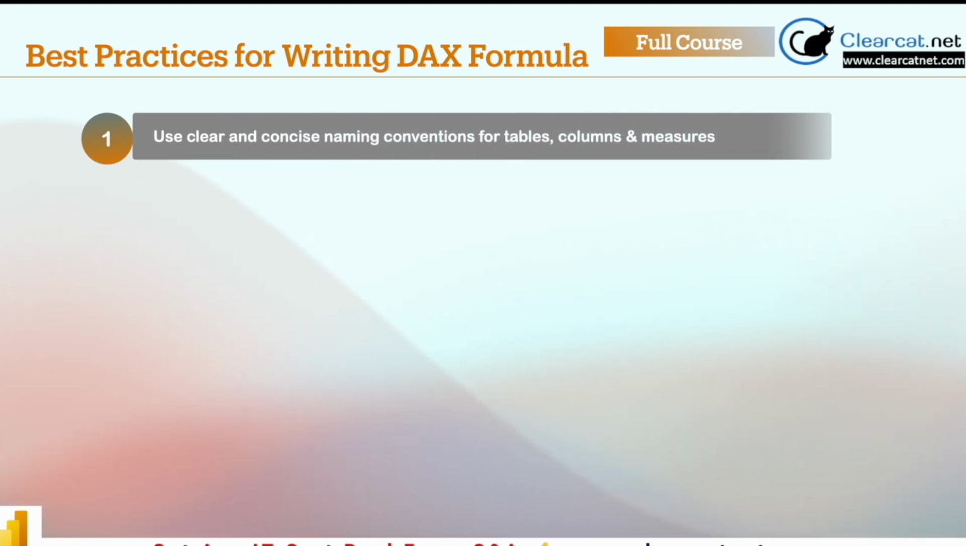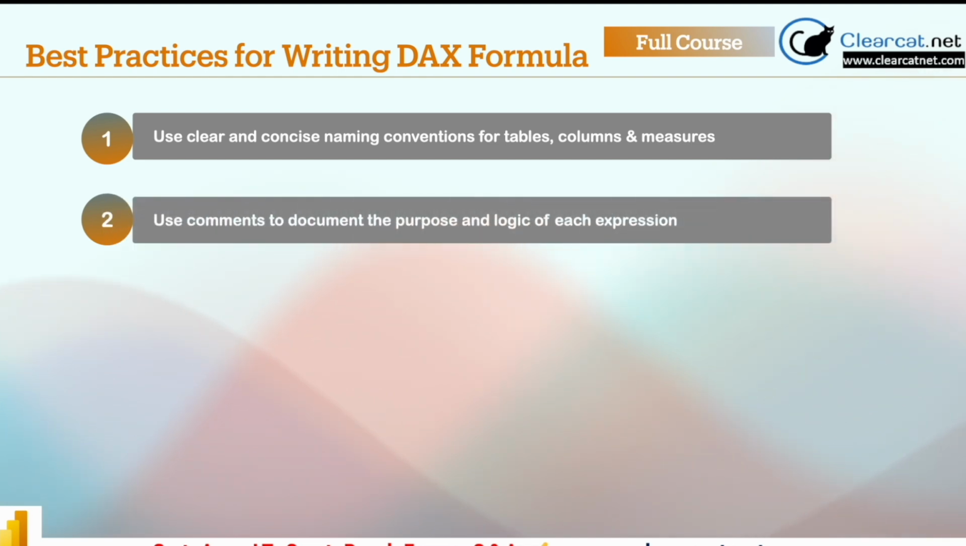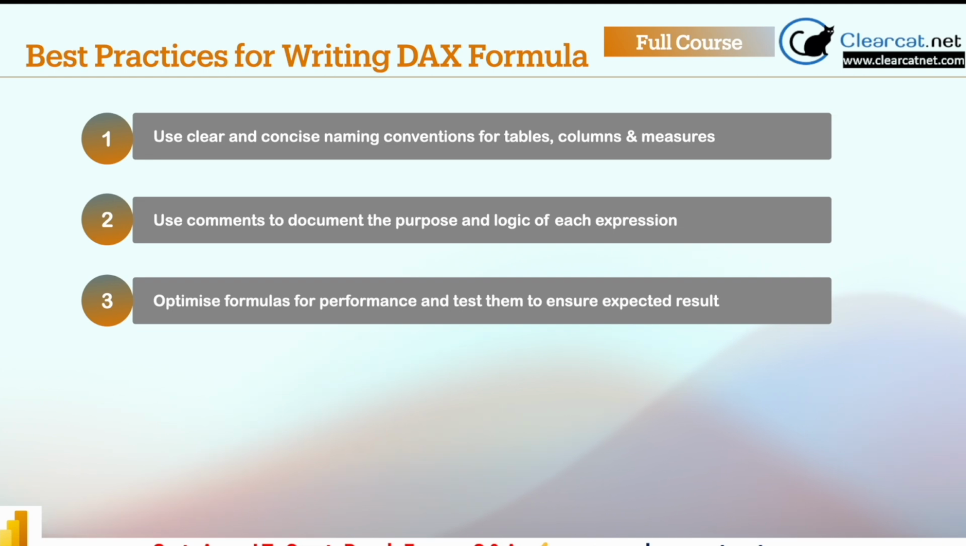The first one is to use a clear and concise naming convention for tables, columns and measures. It means the names of columns and tables should be easily memorable and easily identifiable. Use comments to document the purpose and logic of your expression, so the purpose and logic are very clear. Optimize formulas for performance and test them to ensure the expected result. Before going live or sharing your report, it is good to test your created formulas and check the expected result.